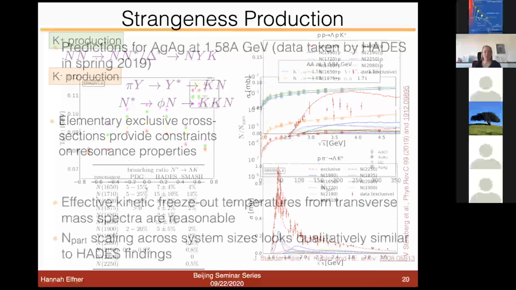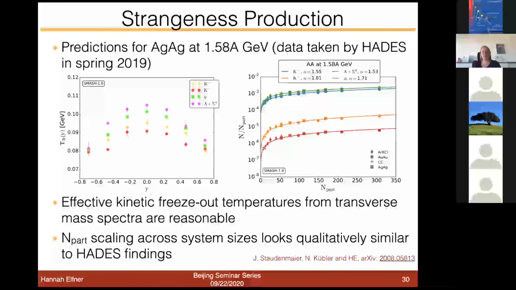To compare this with current heavy ion data, it turns out that even with matching the elementary cross sections, we are over-predicting strangeness already in the transport approach in the low energy collisions. But yes, there are still some ambiguities that have to be tackled further, but at least we have some start on it.